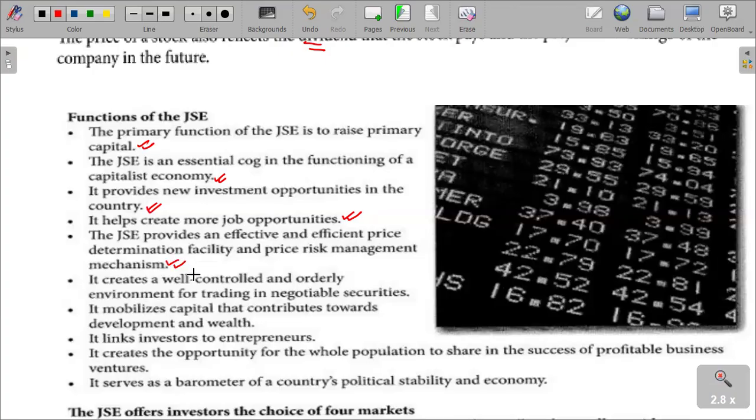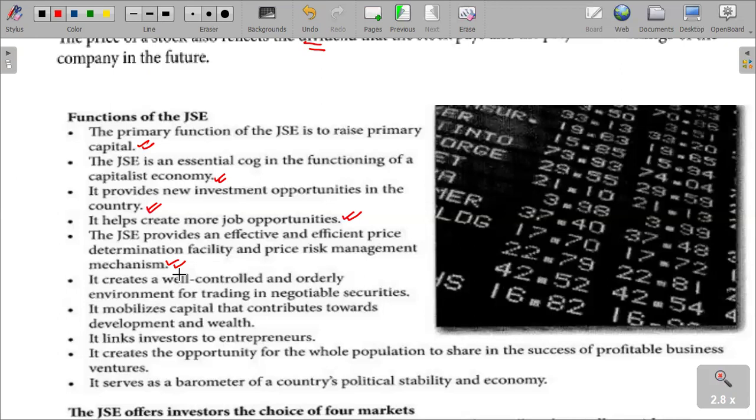Price risk management mechanisms are put in place whereby the prices are actually evaluated, like I said, by professionals and through scientific measures and means, which we are saying are effective price determinants, which would provide the best possible price for either selling and buying of shares.